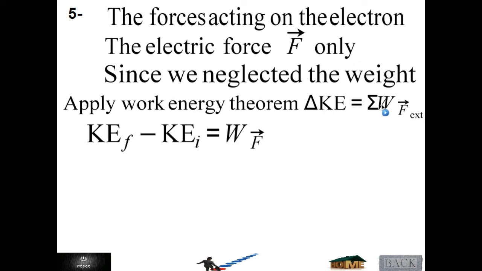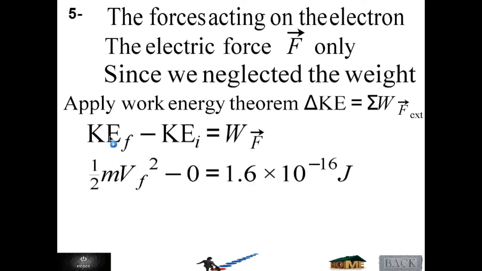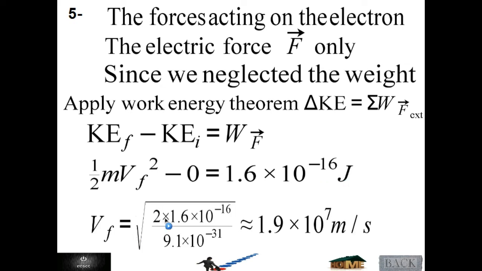We have only the electric force, so kinetic energy final minus kinetic energy initial equals the work done by electric force F. Kinetic energy final is half m v final squared, minus kinetic energy initial 0 since it starts from rest, and the work done by F is 1.6 times 10 to the power minus 16 joules. Then V final equals radical 2 times 1.6 times 10 to the power minus 16 over the mass, 9.1 times 10 to the power minus 31. So approximately the velocity will be 1.9 times 10 to the power 7 meter per second.